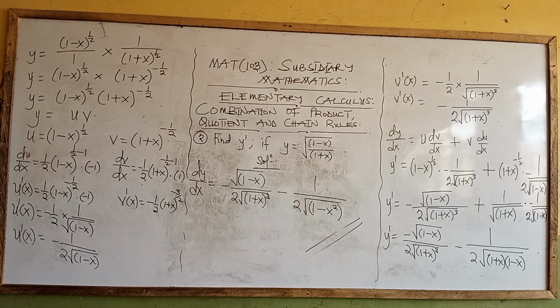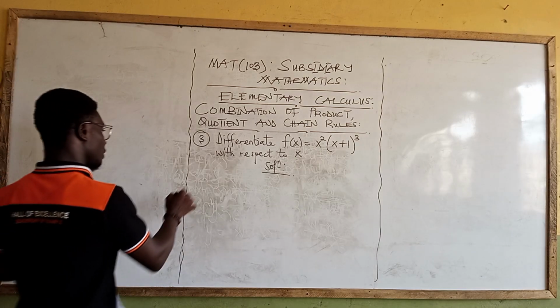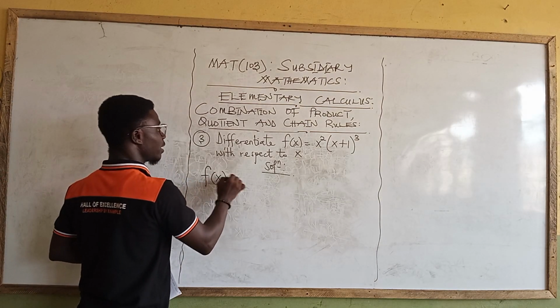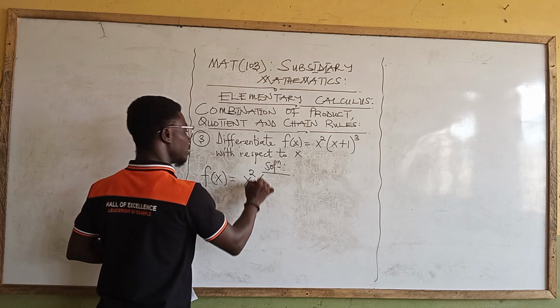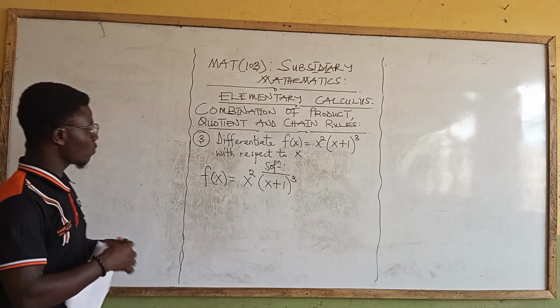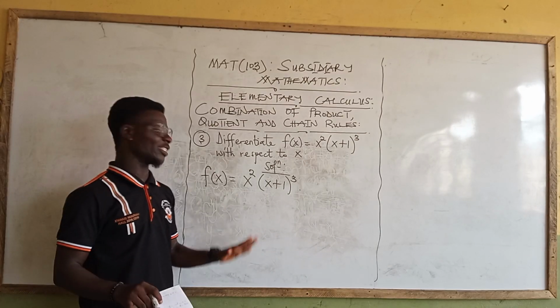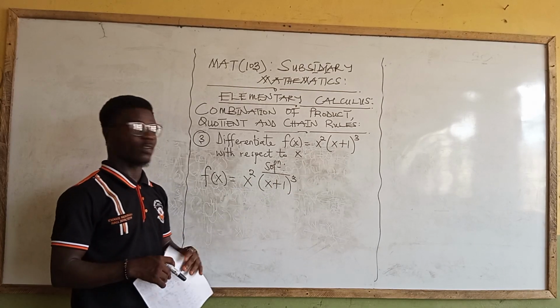Let's proceed to our third example. Our next example is we have to differentiate f of x equals x squared multiplying x plus 1 exponent 3 with respect to x. So how best can we differentiate these guys here? So now, our f of x is equal to x squared times x plus 1 exponent 3. This one here, product rule, they've done it very, very easy for you. No massage. So now we can go through it and solve it, right?